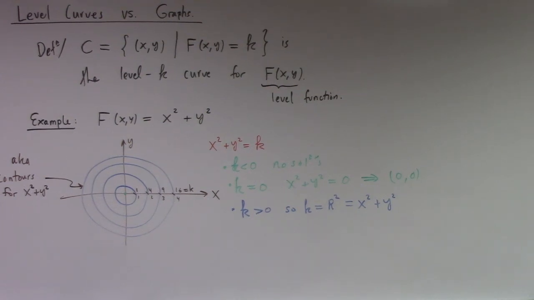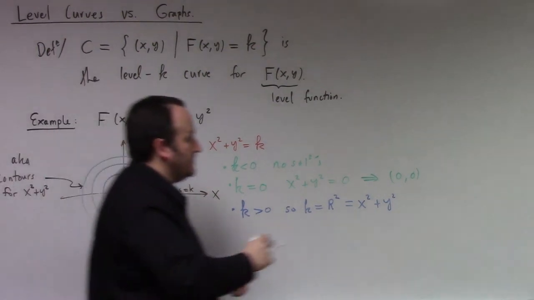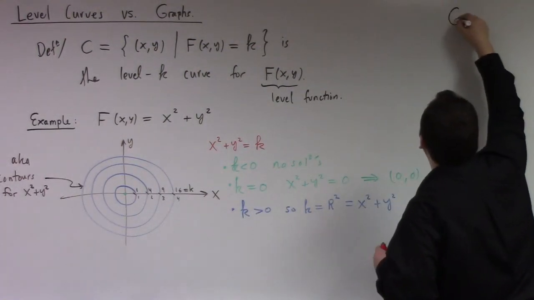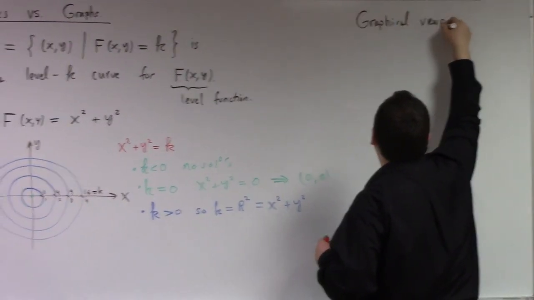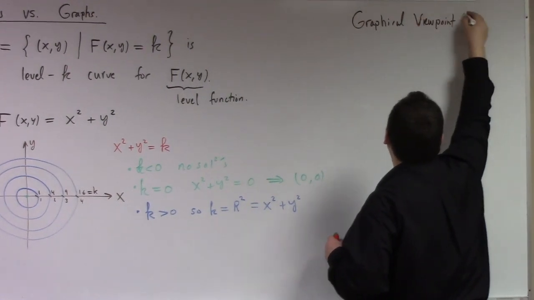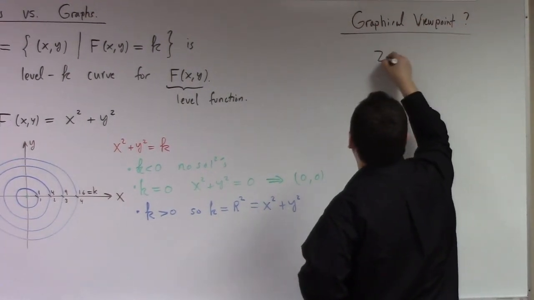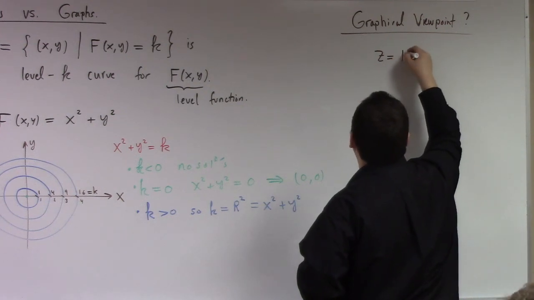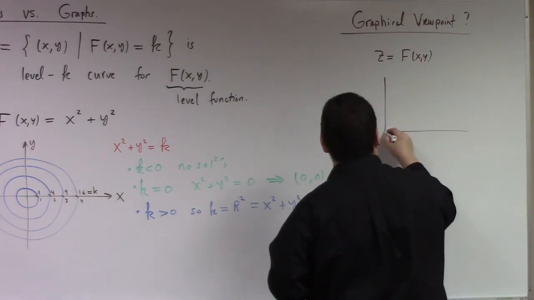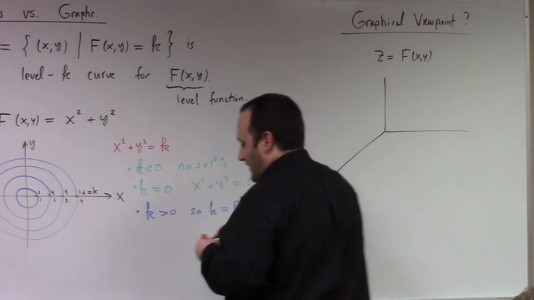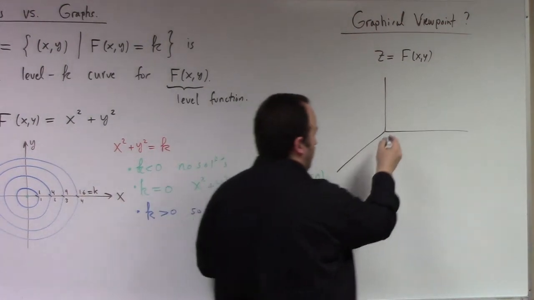Now, what other way did we have to look at the function f of x, y, x squared plus y squared? What else did we do in here already? Graph, right? How about the graph? What's the graphical viewpoint? There, I would look at z equal to, in this case, f of x, y, right? And if you think about that, for this one, you could think about plotting the level curves down here, right?